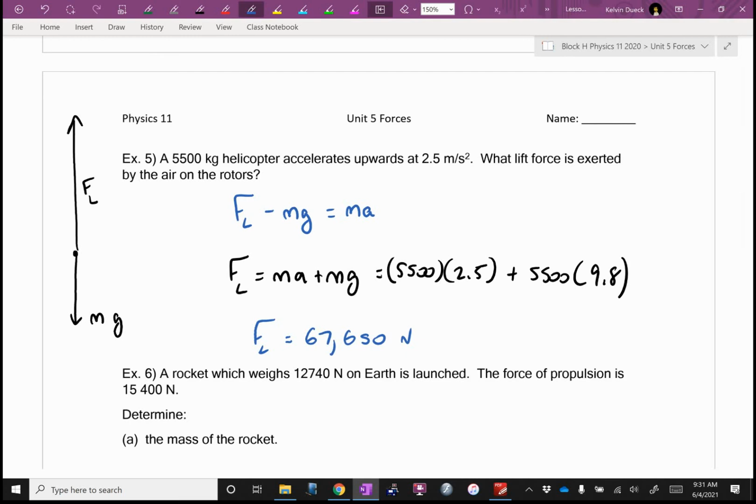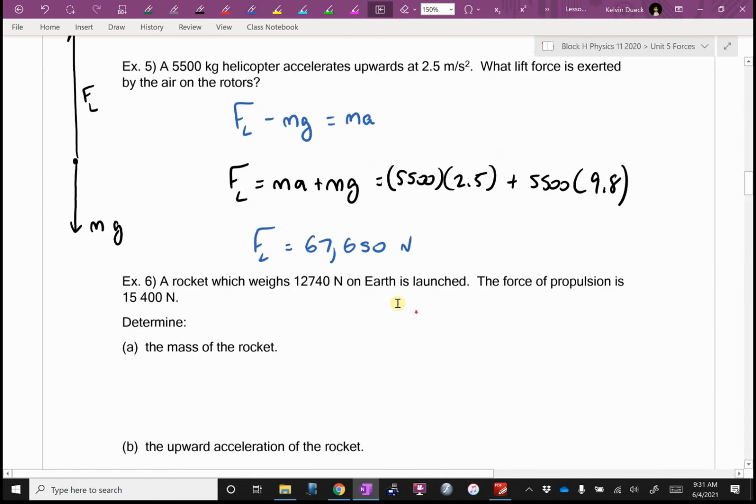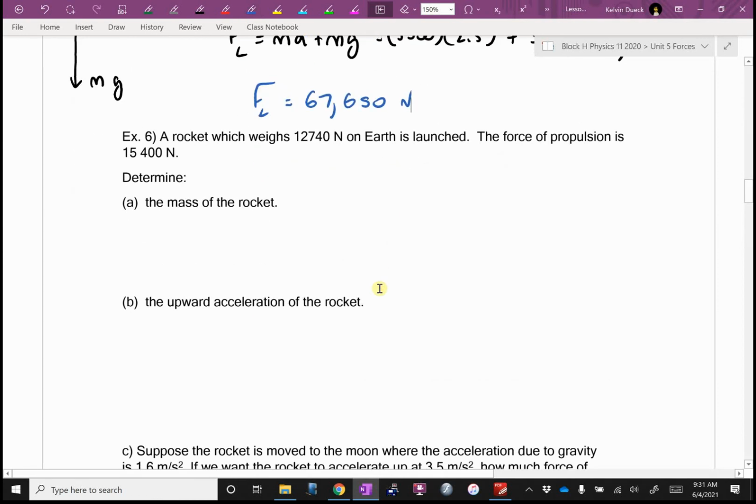Oh, let's do some rocket science. Example 6. I like example 6. Example 6 is the next question. A rocket which weighs 12,740 newtons on Earth is launched. The force of propulsion is 15,400 newtons. Okay.